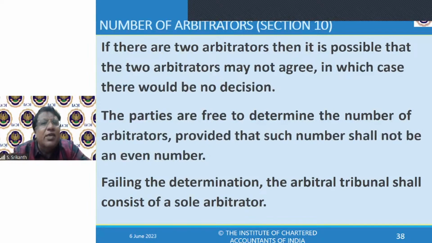If there are 2 arbitrators, then it is possible that the 2 arbitrators may not agree, in which case there would be no decision, there would be a tie. So the parties are free to determine the number of arbitrators provided that such number shall not be an even number. See, the reason for even number is tie, that they may not come to an agreement. Instead of having dispute between the parties, there will be dispute between the arbitrators. Who will settle the dispute between the arbitrators? So better it has only 1 or 3 or 5 or 7, 9, and so on.